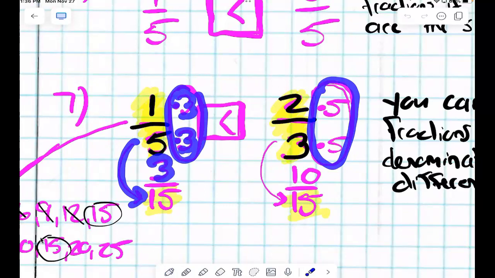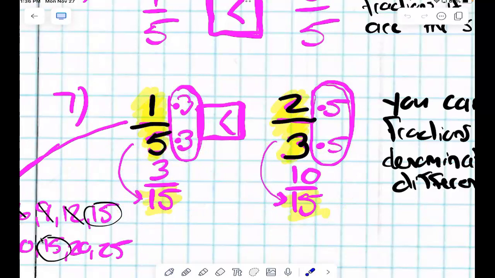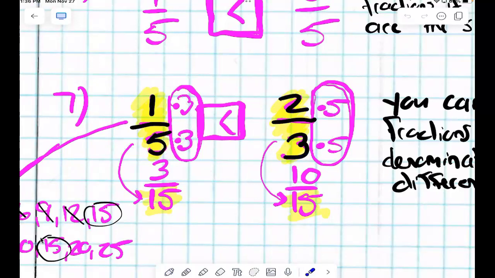Okay, how do I get from 3 to 15 over here? What do I multiply the top by? 5. What's 2 times 5? 10. So now I have 3/15 and 10/15, right? Yes. What's bigger? 10/15. So what's bigger, 2/3 or 1/5? 2/3, because we just found equivalent fractions for both of those fractions.